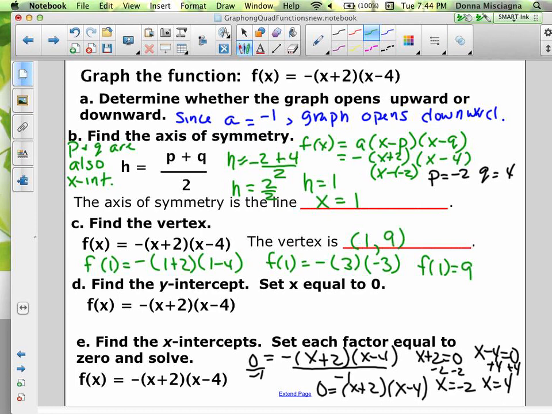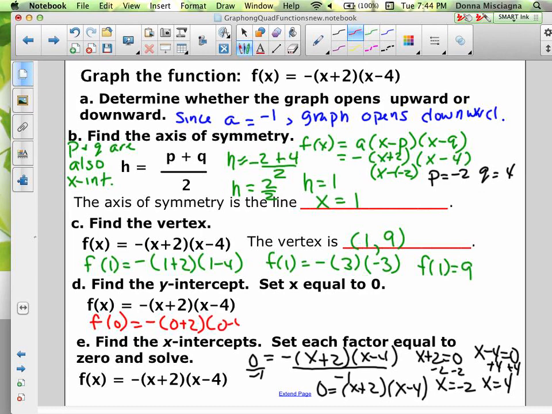Right? So we've got our vertex, we've got our x-intercepts, our axis of symmetry, the direction. All we need is the y-intercept. And always, to find any y-intercept, no matter what it is, you just plug in 0 for x, because that's the value of x on the y-axis. And when you simplify, you'll have your y-intercept.